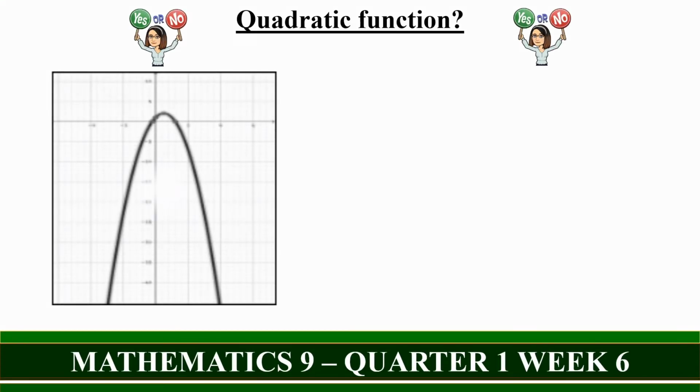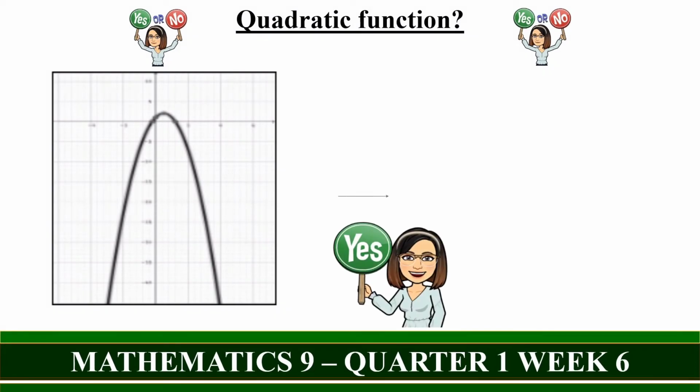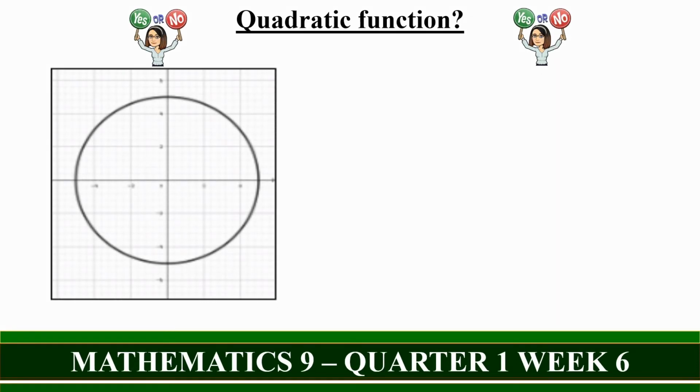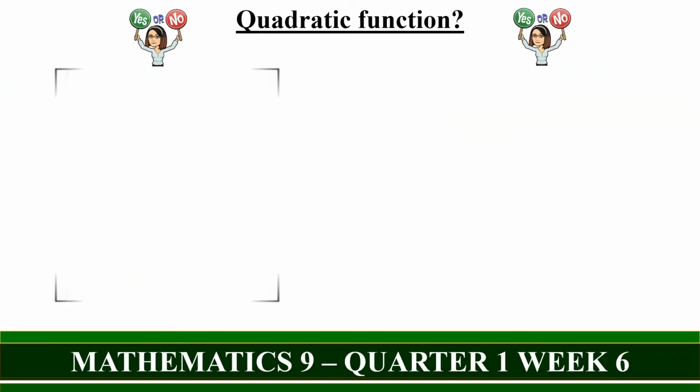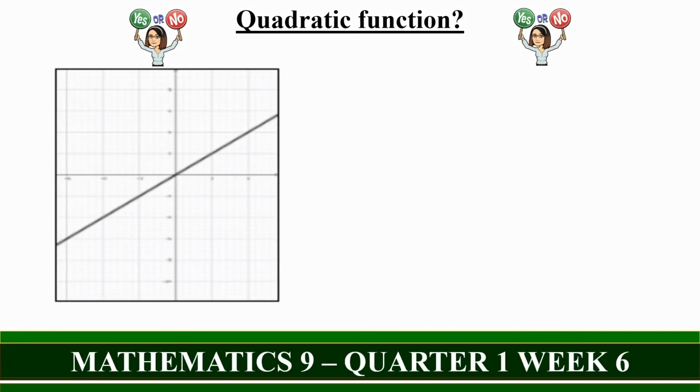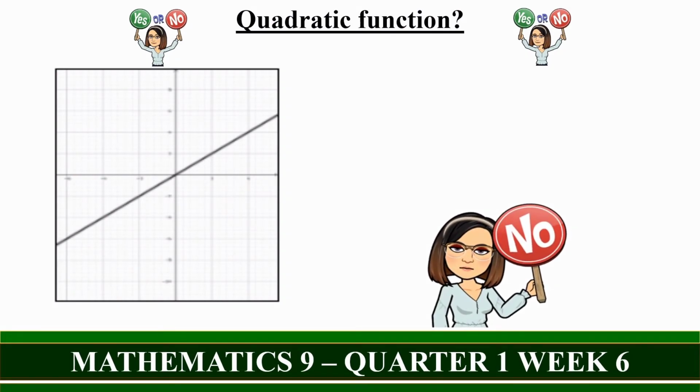How about this one? Yes, this is a parabola that opens downward. It means a is less than 0. Is this a parabola? No, this is a circle. Last one. Is this a parabola? No, this is a line.